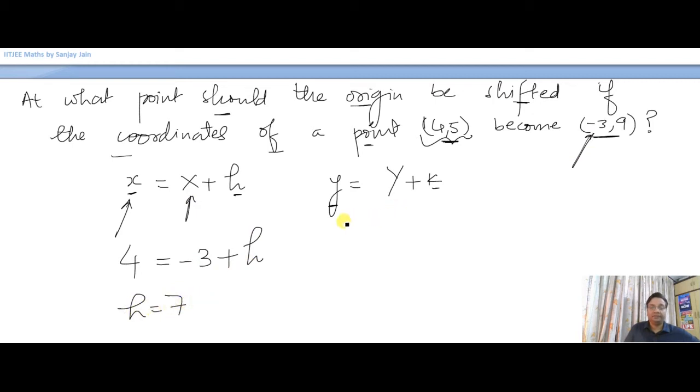What about k? Y originally was 5, then when the origin was shifted it became 9. So what was the y coordinate of the new origin? 5 minus 9, that is minus 4. So the origin is to be shifted to (7, -4) for this point to become this.